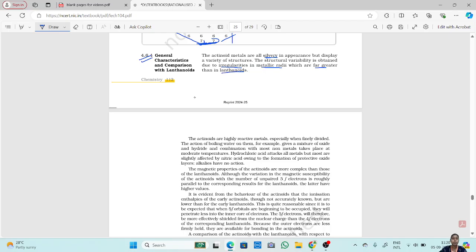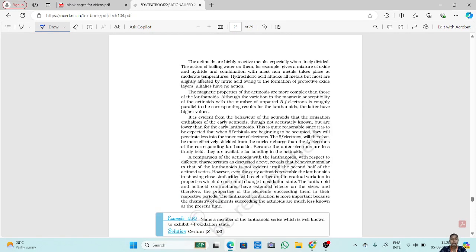Now, the actinoids are highly reactive metals. As I told you, they are radioactive, so they are highly reactive, especially when finely divided. Finely divided means when you convert them into fine powders. The action of boiling water on them, for example, gives a mixture of oxide and hydride. Combination with most non-metals takes place at moderate temperature.